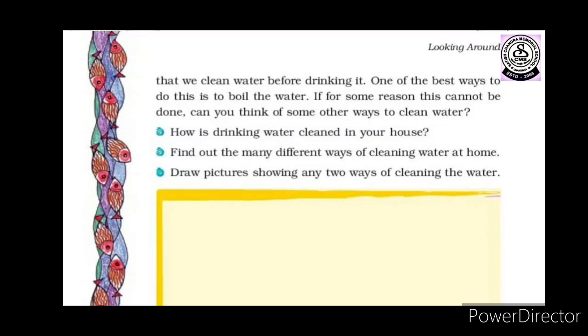If possible, go and visit their house, in your neighborhood, in your neighboring house, in your relative's house, in your friend's house. One day you visit and you will ask them, or you will find out, the way they are cleaning the water. Are they cleaning the water and drinking? And if they are cleaning the water, what process are they following?